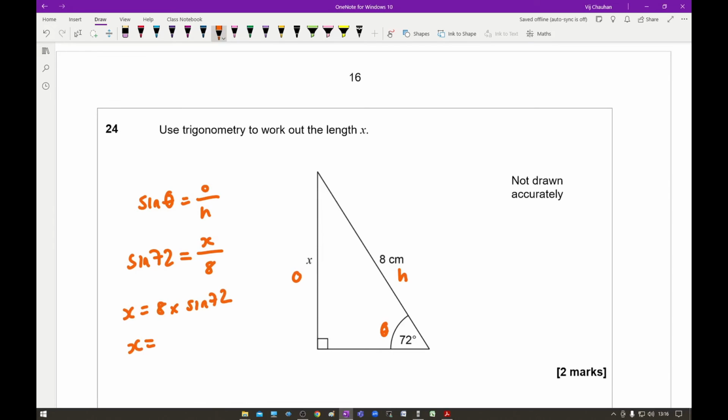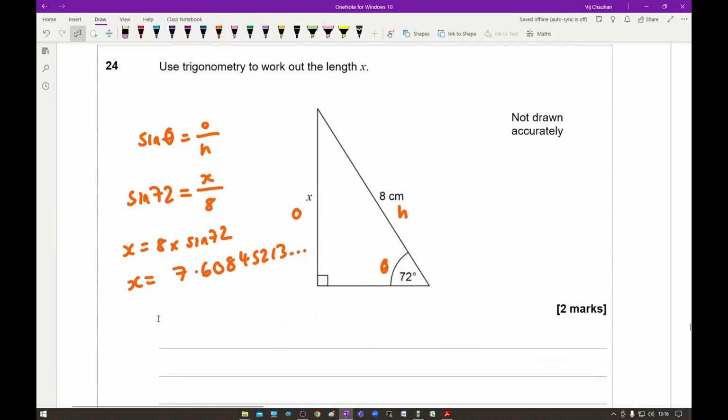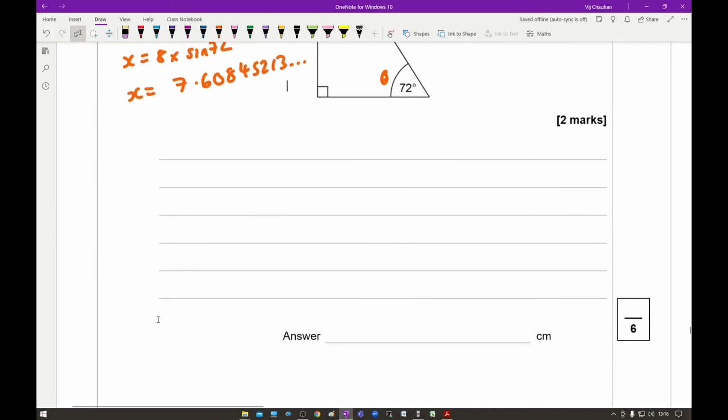So on the calculator, type that in, I get 7.608452213. And again, it doesn't mention anything about rounding, so you can write your answer any which way you want. So I would go for 7.6 to 1 decimal place.